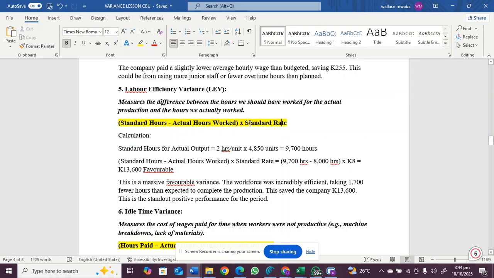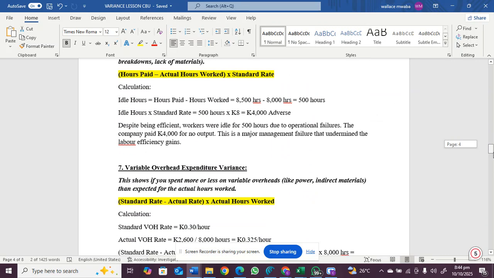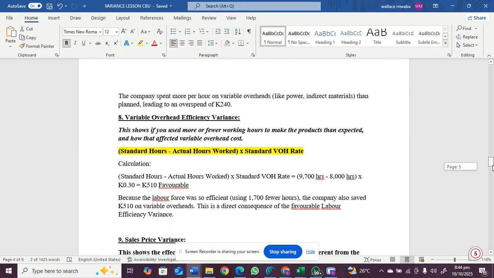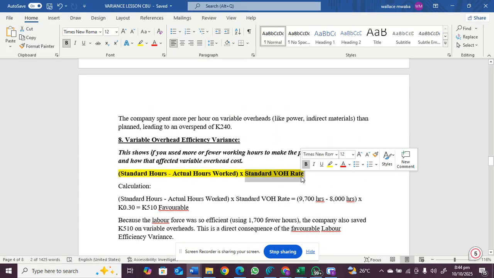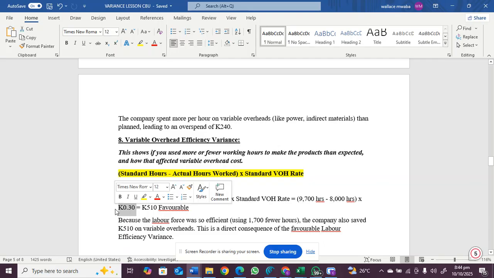What's just different is the rates. Here we used the standard labor rate. Here we're using the standard variable overhead rate, but they are similar. So 9,700 minus 8,000, we get 1,700. Multiply by our standard variable overhead rate. Remember, it's 0.3 kwacha. So 1,700 times 0.3, you get 510.